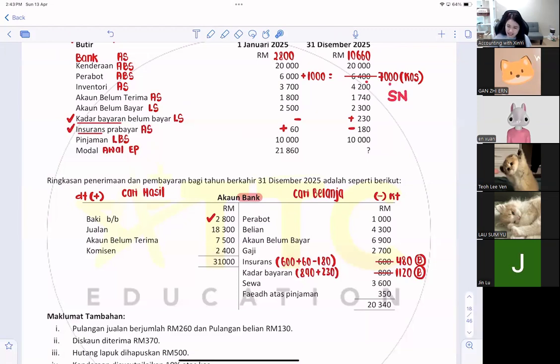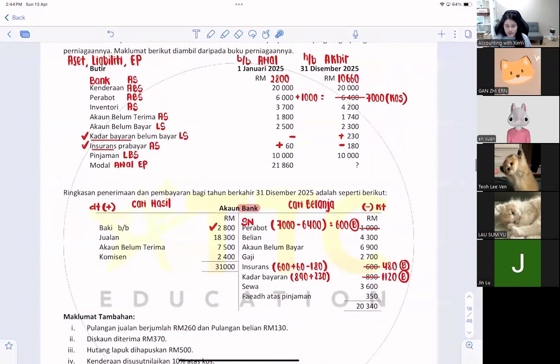So guys, 7,000 tolak 6,400. I would want you to do this. You put on top of the perabot SN perabot, having it as a bracket 7,000 minus 6,400. Did you guys manage to get 600 as your belanja amount? If you do, then the 1,000 is no longer needed. Okay, just to tell you first lah, I am recycling the section because if you want to add it to another place, sure. But I think that is kind of messy later on. So best is we recycle the section since perabot, right?